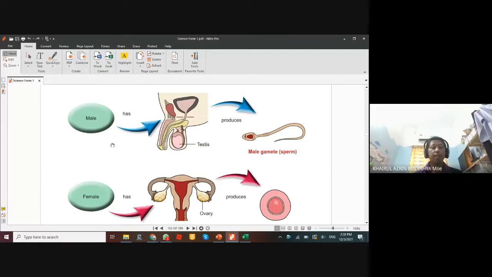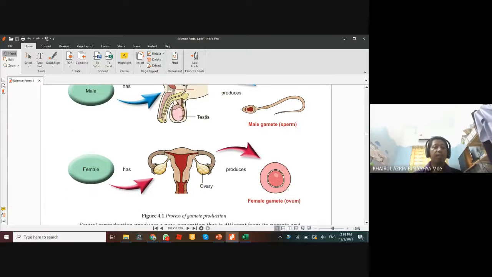Okay, this is the diagram. The upper part here is from the male. The male has this organ, which we call the testis, where the testis produces the male gamete. We name the male gamete as sperm. While the female has this organ, the ovary, which produces the female gamete. We call it the ovum. So the male has sperm, the female has ovum.